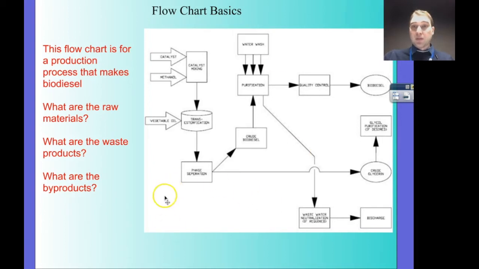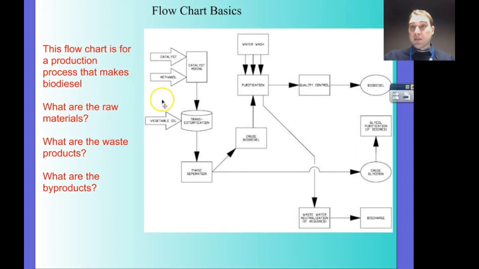So let's have a look at this flowchart which is producing biodiesel. So here's the biodiesel over here. So this is our final product, and you can see the arrows in the end point here or in a few other directions. And that tells us where our products, byproducts and waste products are going to be. Arrows coming in indicate substances that are being added into a mix.